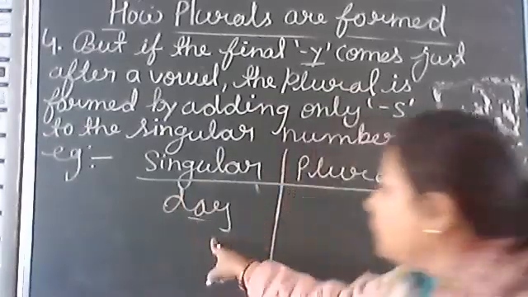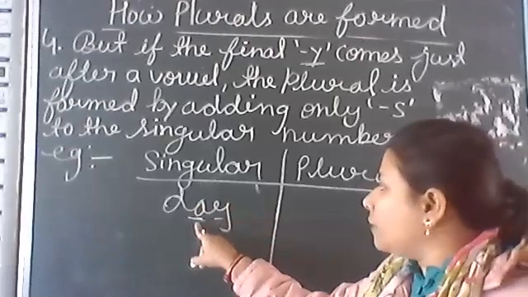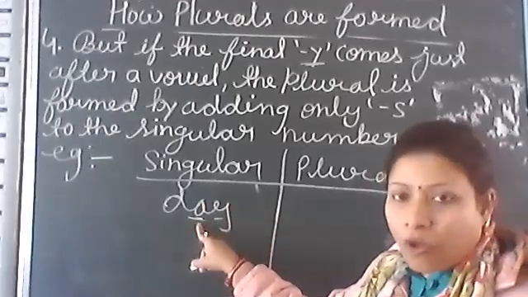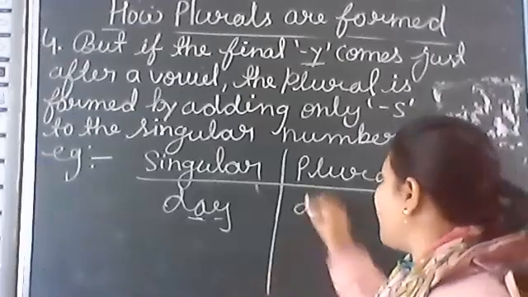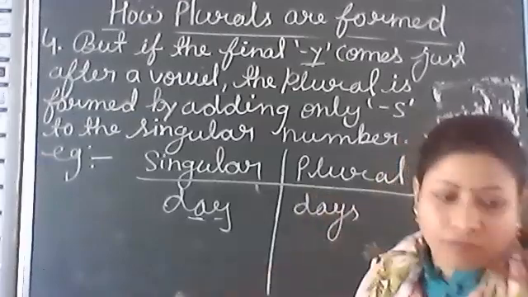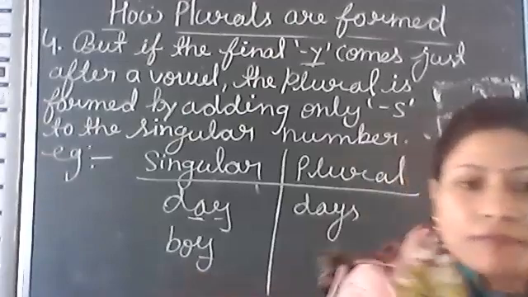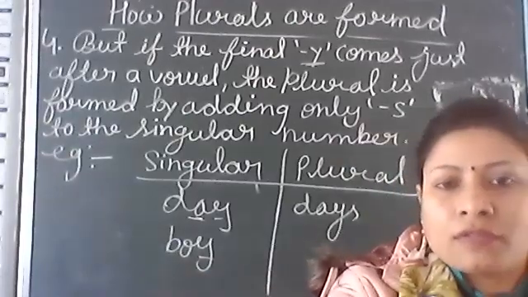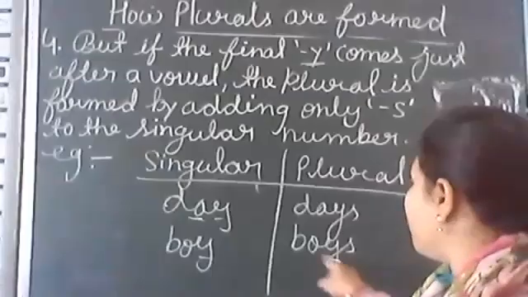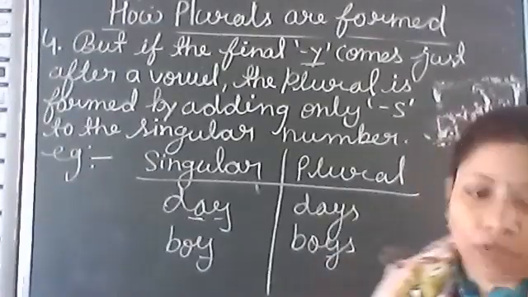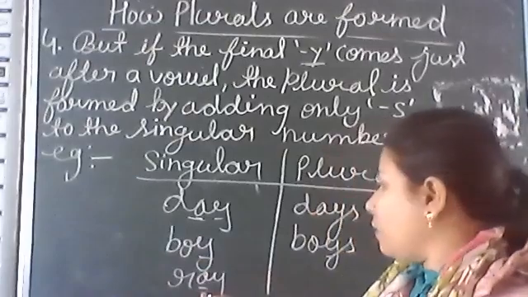Day. In this noun we have y at the end, and before it we have a, a vowel. When we have to make it plural, we have to add only s to become plural number. And boy. Boy, before y we have a vowel sound. We add s only after y, and it will be plural number. Third example, ray. A is a vowel.